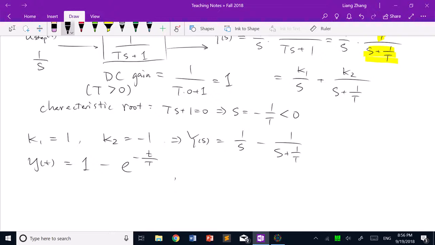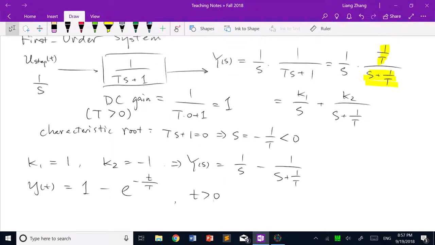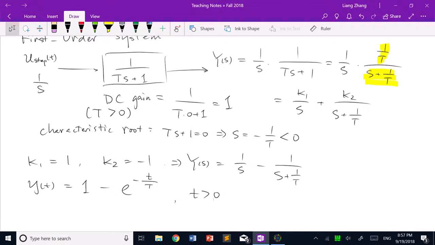Now, from 3101, we usually want to multiply this with the unit step signal, but if we only focus on t positive, we don't really have to write the unit step signal anymore. So this is the time response. And we can talk about a few things. The first thing is, when t goes to infinity, the exponential term in the response will go to 0. E to the negative t over T will go to 0, and y of t, for t sufficiently large, will be equal to 1.